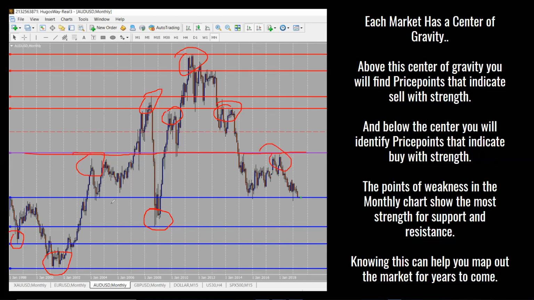All right, so now that you've identified the center of gravity, you can go into those points in the market that are obvious. As you can see, they're very obvious. And you can identify, all right, if it's an obvious point down here at the bottom, these are going to be buy indicators. And if it's up here at the top, it's sell indicators.